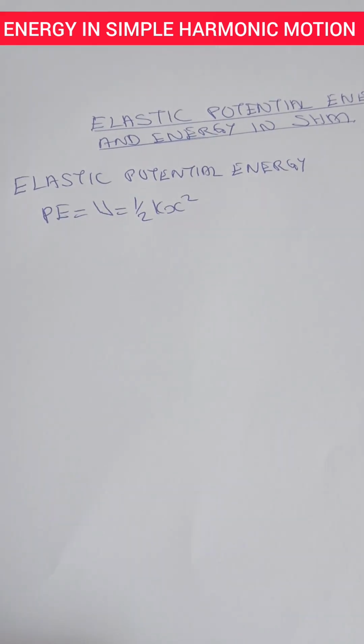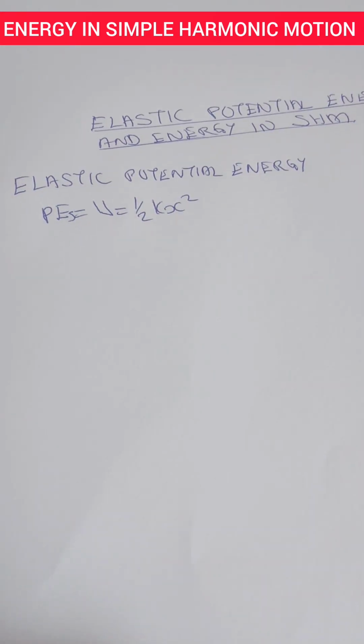And the key formula for elastic potential energy, I made a mistake, I need to put an S here, to differentiate it from the normal potential energy. The main formula is U_s = 1/2 kx squared, where U_s is the stored energy, which is the elastic potential energy, k is the spring constant, and x is the displacement, how far it is stretched or compressed.